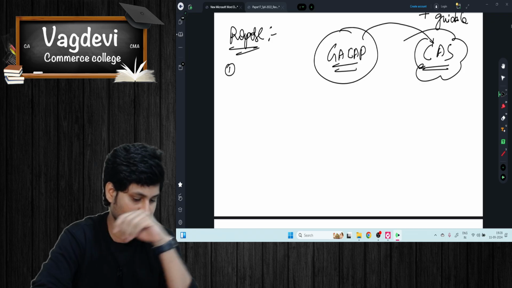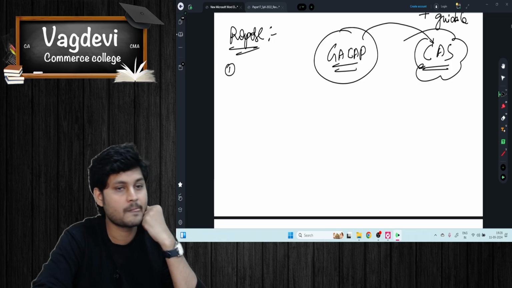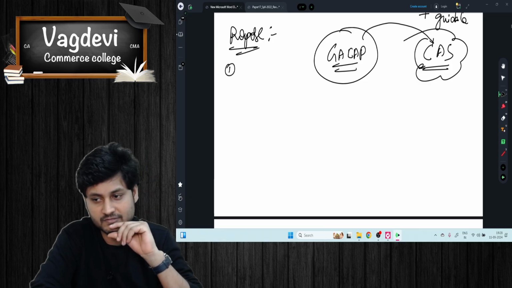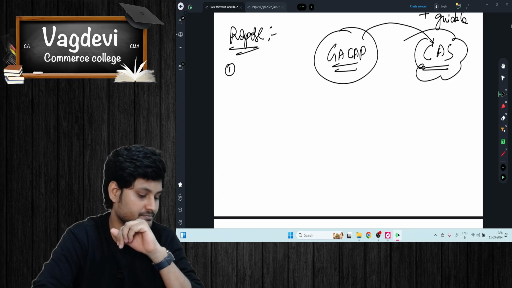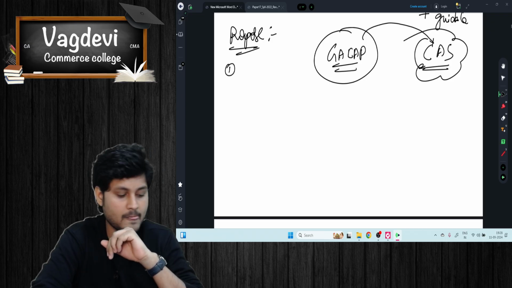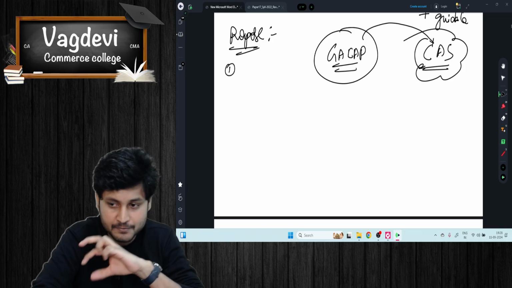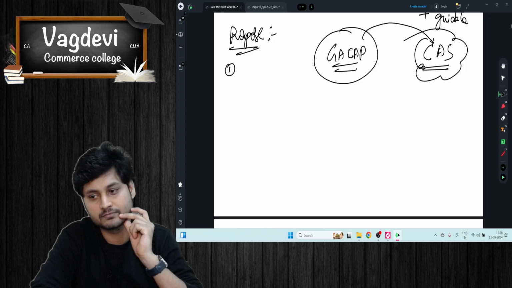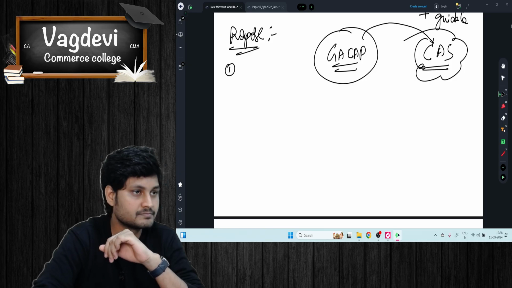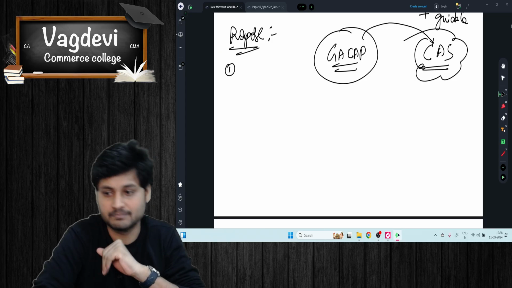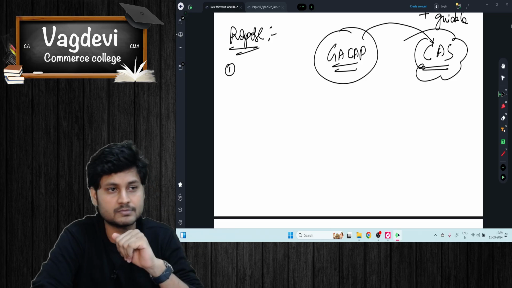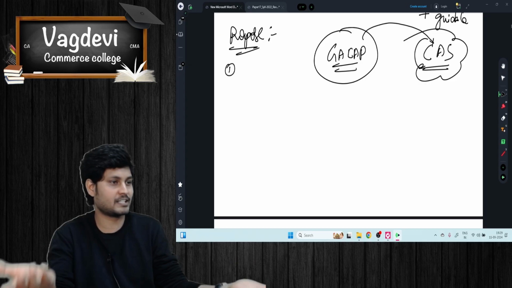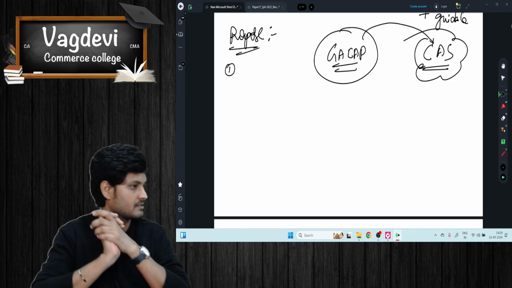Verify whether cost accounting records are maintained as per cost accounting system. Do I need to explain this? As an auditor, what you need to do? You need to verify whether cost records are matching with the cost accounting system or not. That's it. Point number 1, very easy.